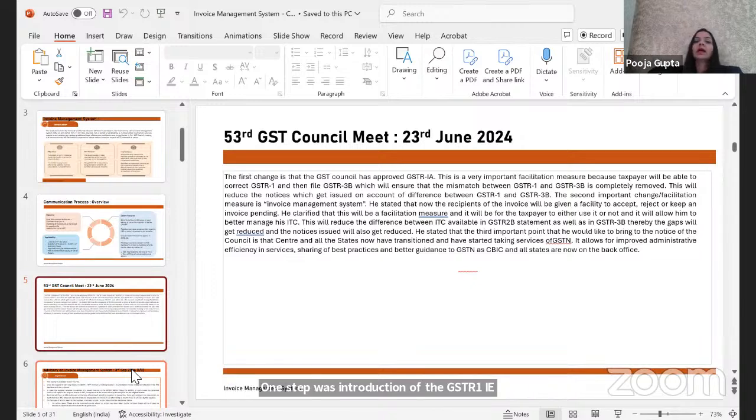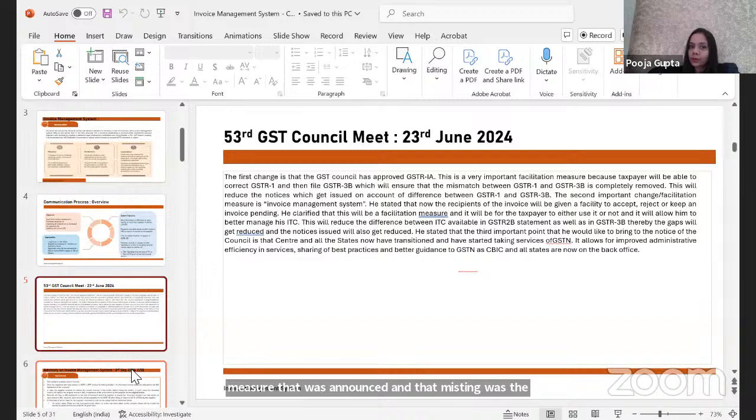GSTR 1A. Earlier we were not able to amend the GSTR 1 returns. Right, but in the 53rd GST Council meeting, GSTR 1A was introduced to rectify the invoices that we have furnished in the GSTR 1 but before filing the GSTR 3B. And the second facilitation measure announced in that meeting was the IMS dashboard.